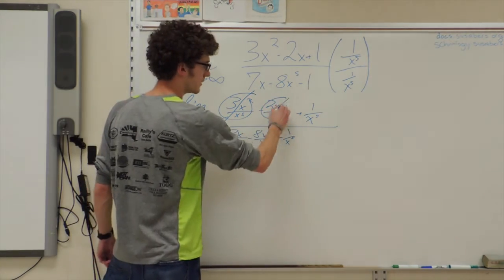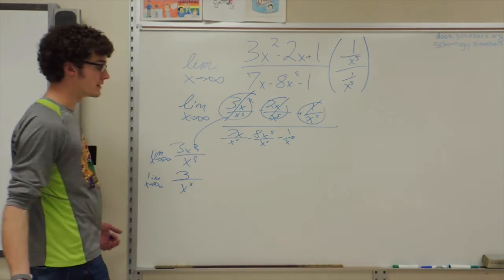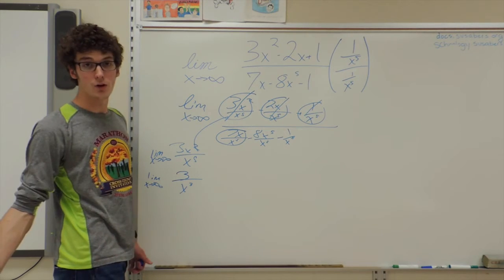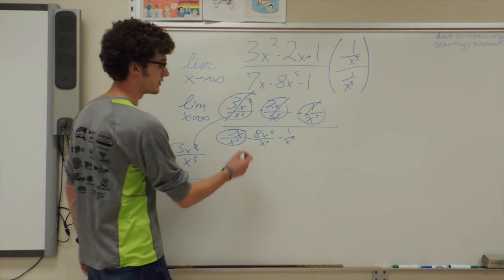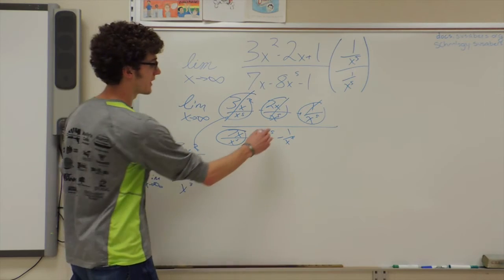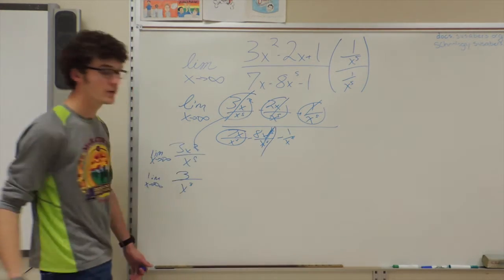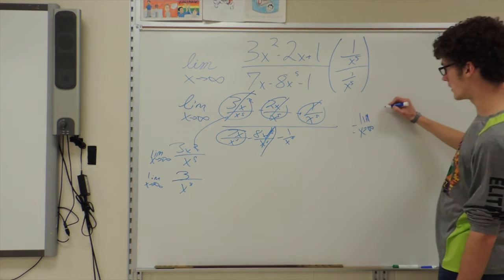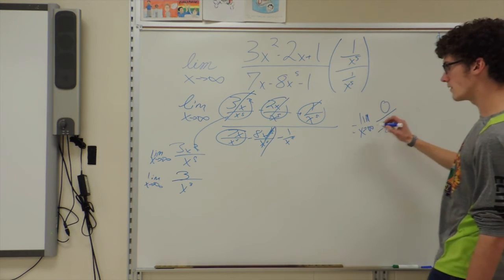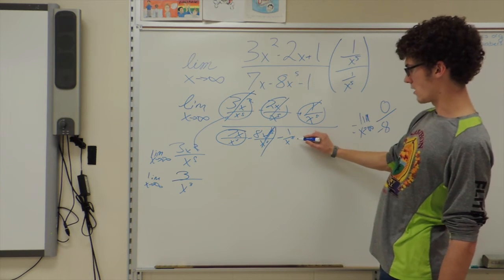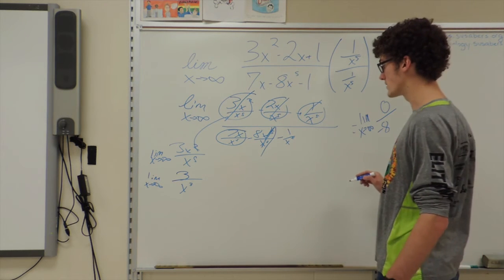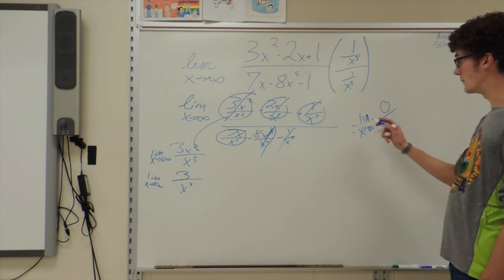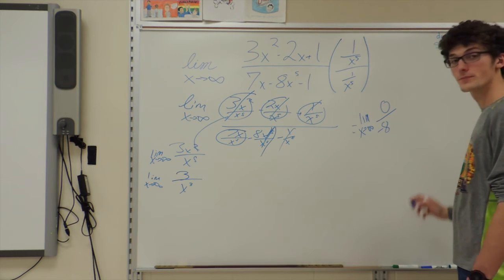Also will this and this. And then the bottom is the same way. So you have 7x over x to the fifth. That's actually going to be 7 over x to the fourth, which is going to approach 0. And then you have the negative 8x to the fifth over x to the fifth. The x to the fifths cancel out, so you're left with negative 8 on the bottom. The 1 over x to the fifth will be the same as the top, so it's going to cancel out also. So then you're left with the limit as x approaches infinity of 0 over negative 8.